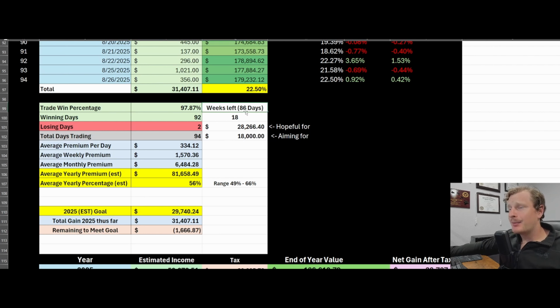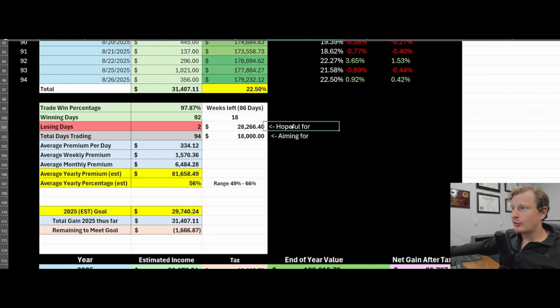And there is about 86 trading days left in 2025. So we are right around the corner of closing up the year. We still have 18 weeks left. Still plenty of time though to make plenty of income. And that's ideally what I plan on doing.